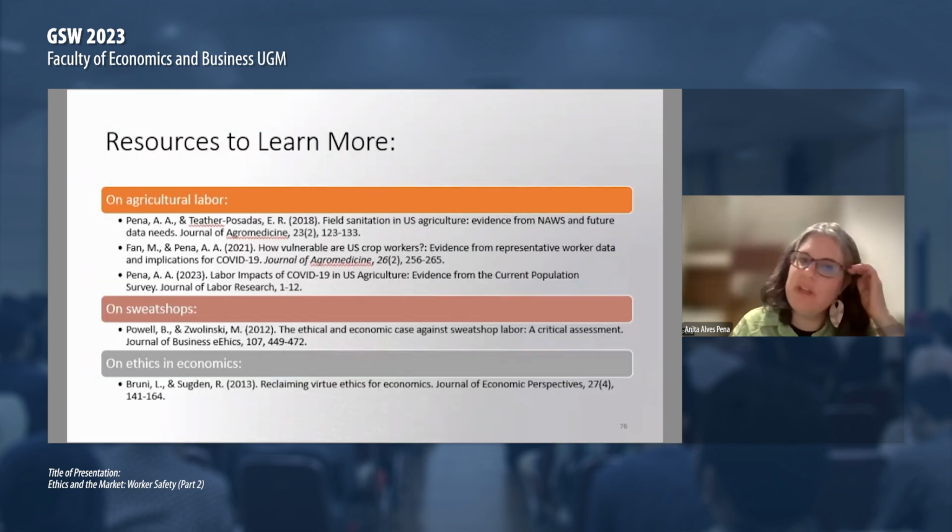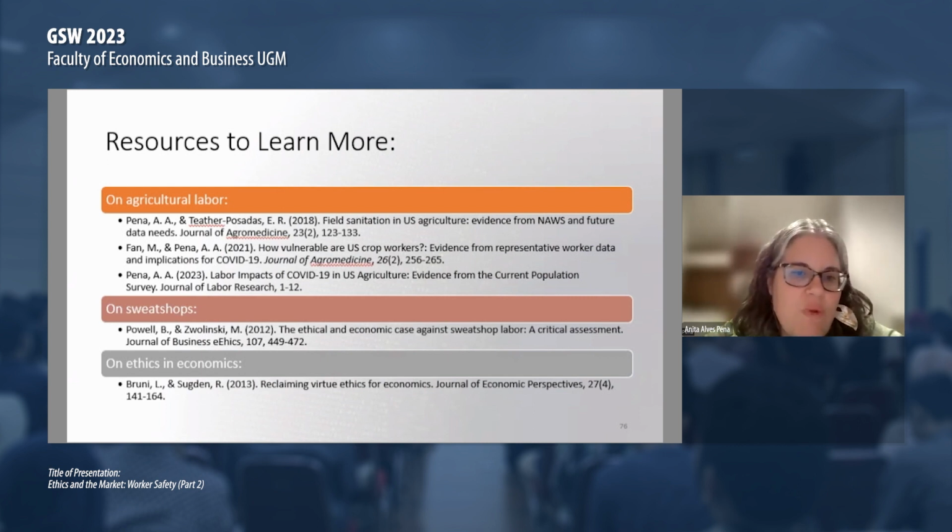At the end here, I have a few resources listed of things where you could learn a little bit more. So I have some of the papers listed that I discussed in terms of the agricultural labor example. I have a paper listed here as well that comes from the Journal of Business Ethics. Something went wrong in the word ethics there in the citation, but it's about the ethical and economic case of sweatshop labor. And then on ethics applied to economics in general, the Journal of Economic Perspectives tends to have some really great summary articles that take things from a big picture perspective. I especially encourage those of you who are interested in the topics of ethics and economics together to take a look at that last study. I think it's a really great summary that has some things to add here.